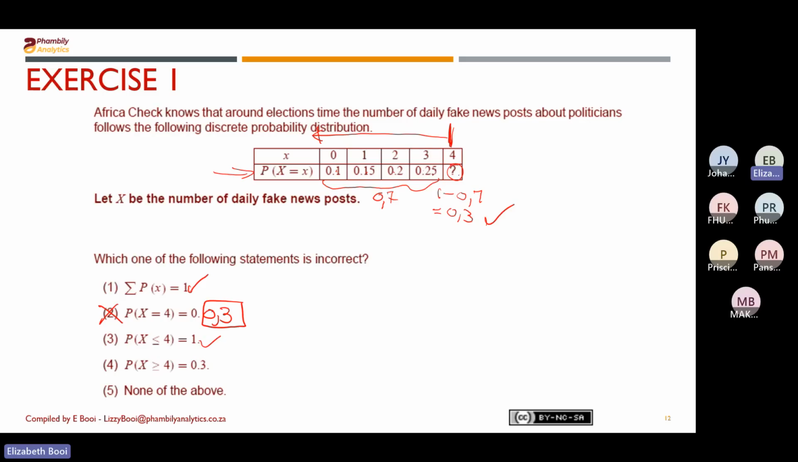What is the probability that X is greater than or equal to 4? What are they saying? What is the probability that it includes 4 and is bigger than 4? There are no other probabilities after that, so all those probabilities are going to be equal to 0. But what is the probability of X greater than or equal to 4? Equals.